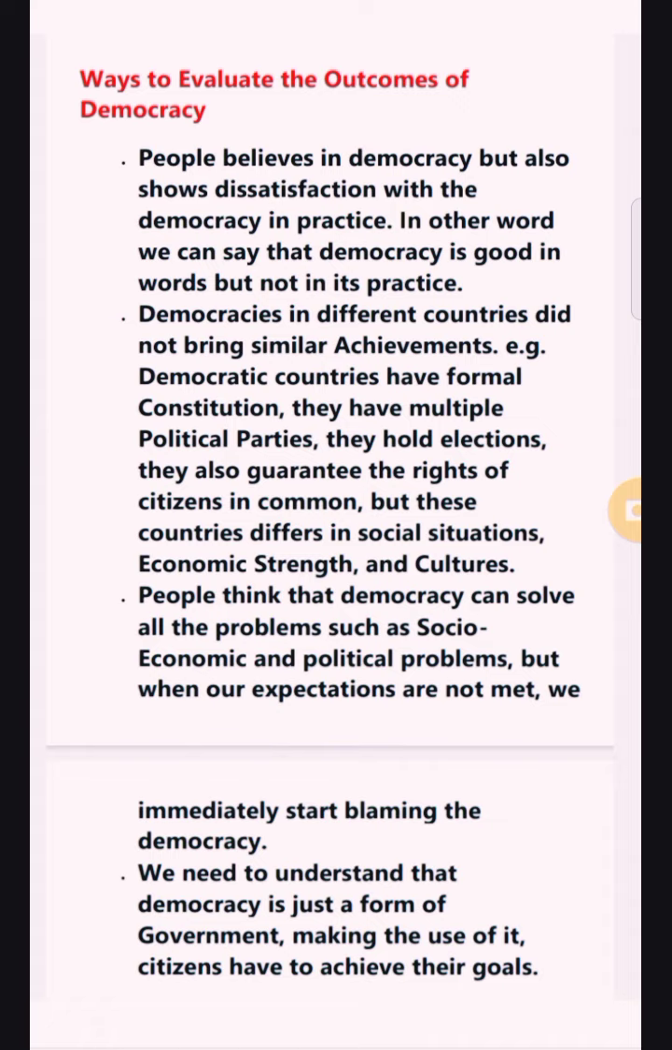In the same way, how can we assess the outcome of democracy? Now, democracy is not something like a person walking on the road whom you call and tell to write a test, saying we want to assess your outcome, right? So what are the different ways we can assess the outcomes of democracy? Let us see. People believe that democracy shows dissatisfaction in practice. In other words, democracy is good in words but not in its practice.